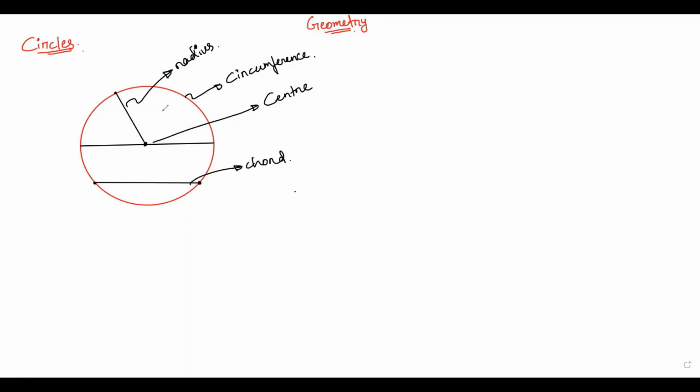Any chord of the circle which passes through the center of the circle is called the diameter of the circle. So this line segment would be the diameter of the circle as this passes through the center of the circle.